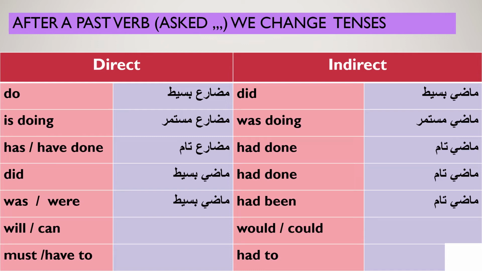Was or were, which is also past simple, becomes had been, past perfect. Will changes into would, can changes into could, must changes into had to, and have to changes into had to.